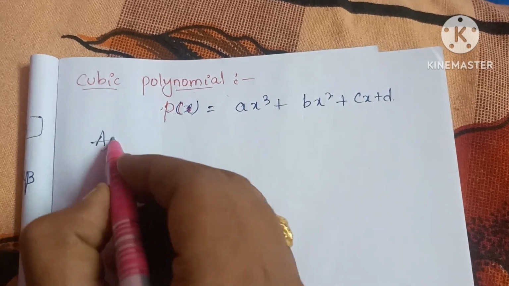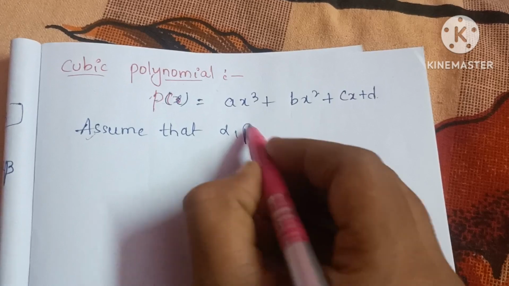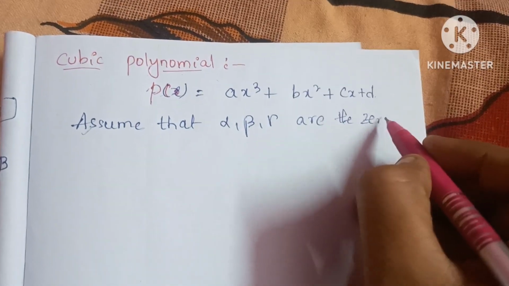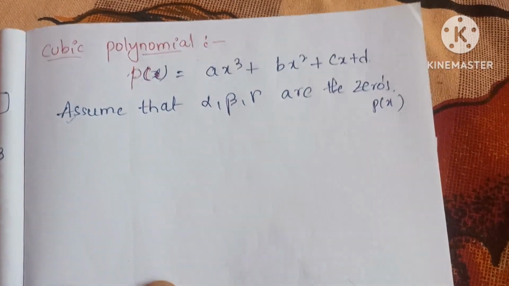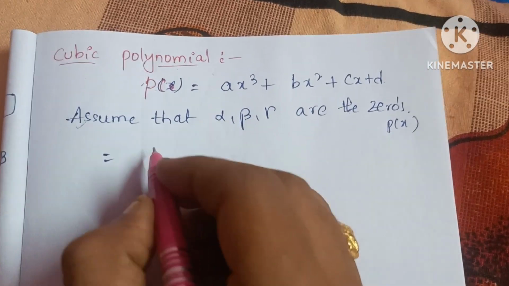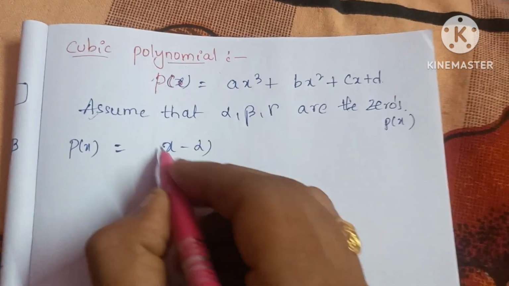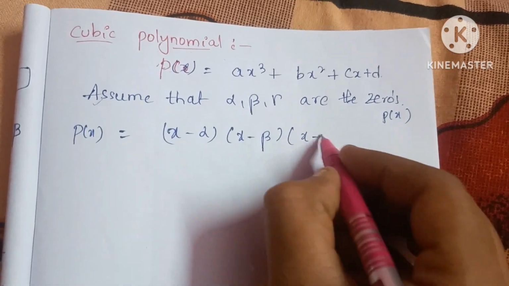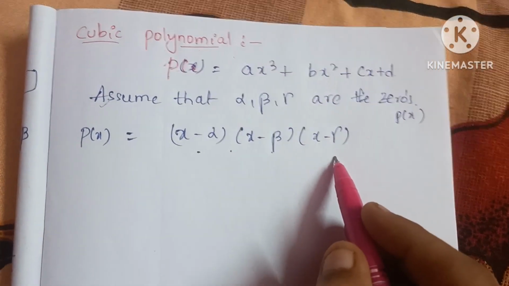So assume that alpha, beta and gamma are the zeros of the polynomial p of x. Now, what is the cubic polynomial? The cubic polynomial equals x minus alpha, 3 zeros. So x minus alpha, x minus beta, x minus gamma.